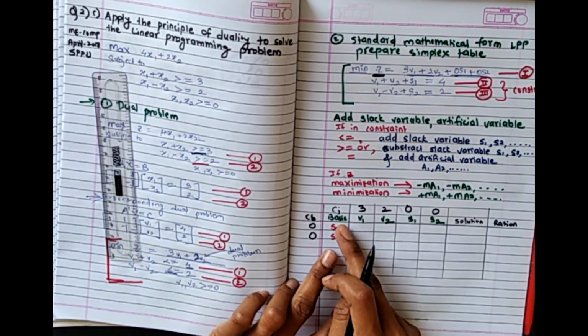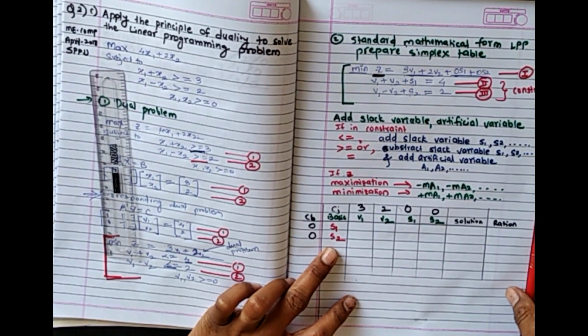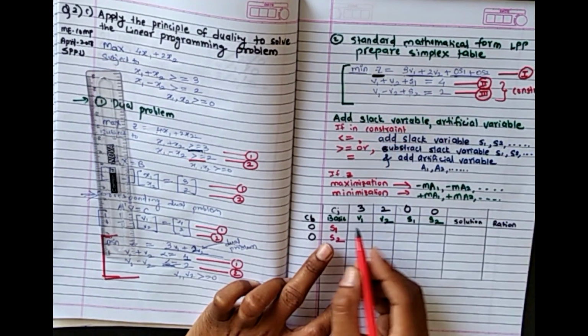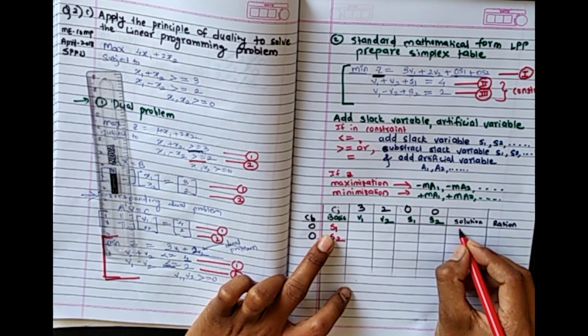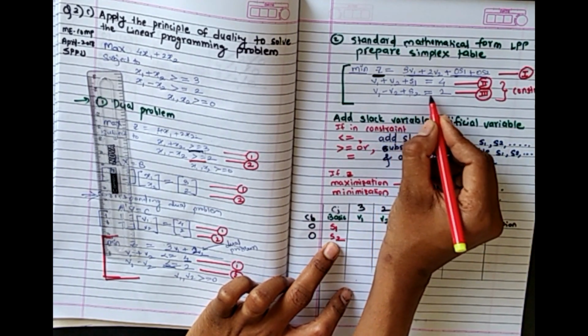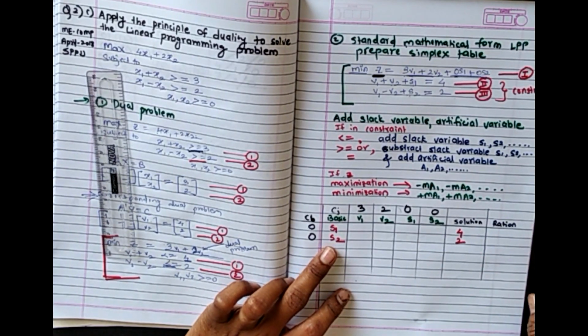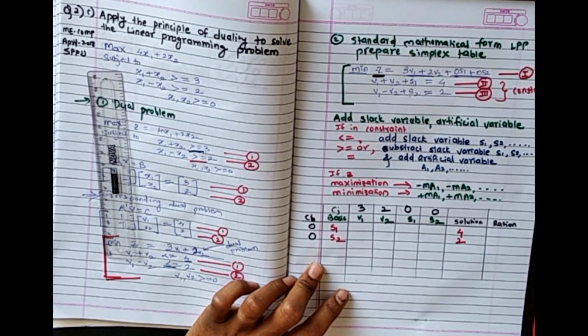Now the solution will be the values of the right hand side of your constraint equations. Here in the first equation we have the value 4, and for equation 2 we have the right hand side as 2, so this solution will be 2. Now all these entries will be for the first table.